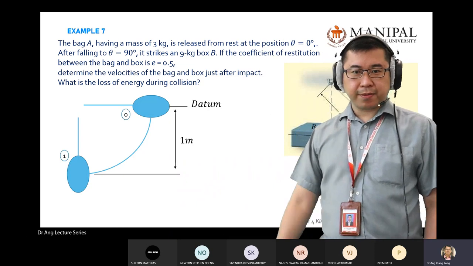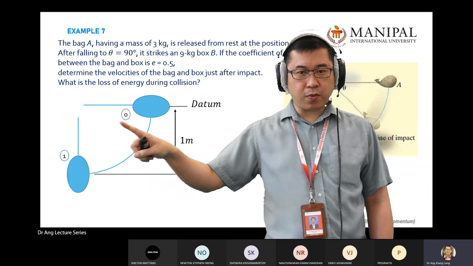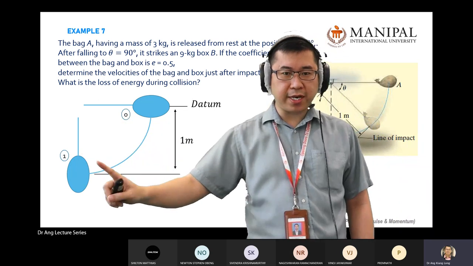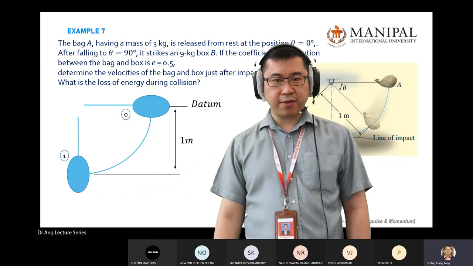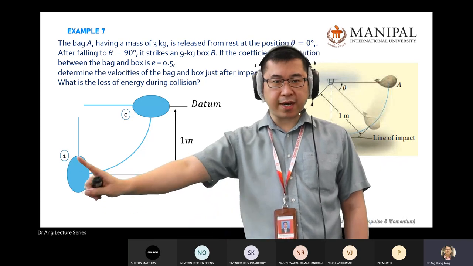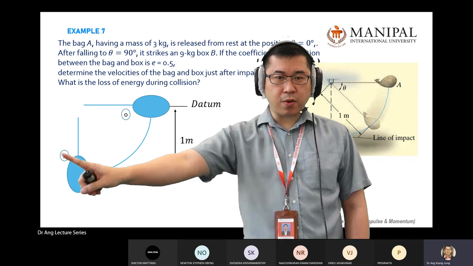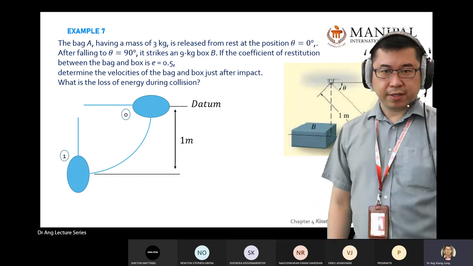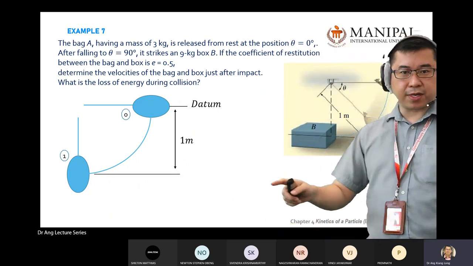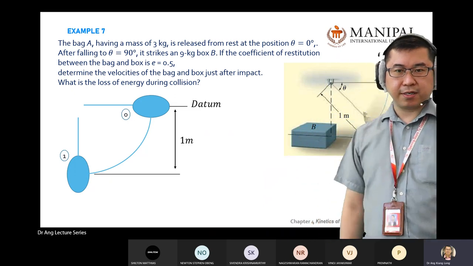Okay, yeah? That's why I don't use this one as 1 and 2, because if I use 1 and 2, later when I substitute in my calculation, it's going to confuse myself. That's why I label this one as 1, because I need to use this value at 1 here to solve for the velocity of the bag after the impact. So this one I label as 0, before I release the sandbag.